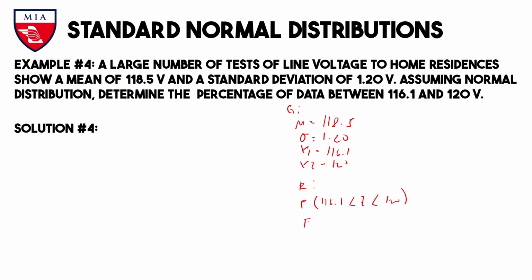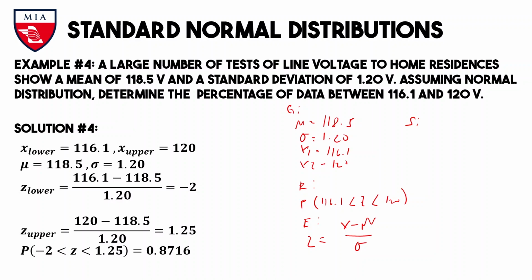For the equation, we have z is equal to x minus the mean over our standard deviation. For the solution, let's look at the problem. We have lower and upper, so we need to solve for the upper and the lower. We have x1 as our lower and x2 as our upper. First, we will solve for the lower.